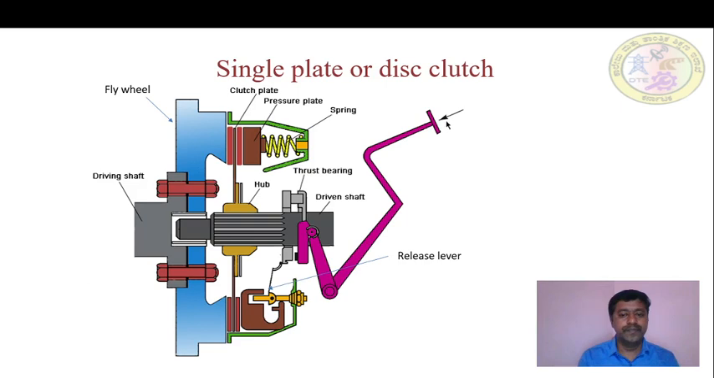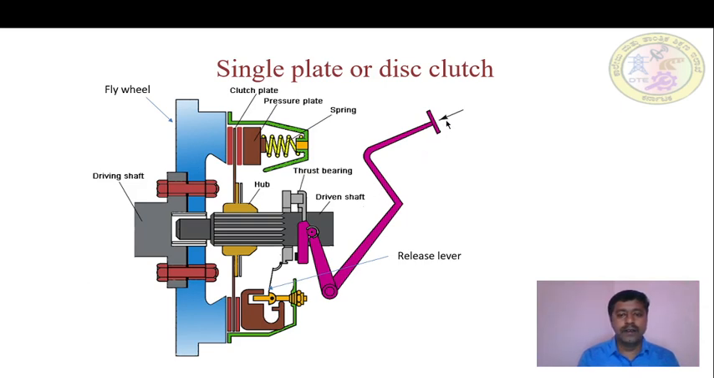See, in this position, it is in released position. During this position, pressure is exerted on this clutch plate by this pressure plate. Because of the pressure exerted by the pressure plate on the clutch plate, there is a frictional contact between the flywheel and this clutch plate, because of which the power is transmitted from this driving shaft to this driven shaft.